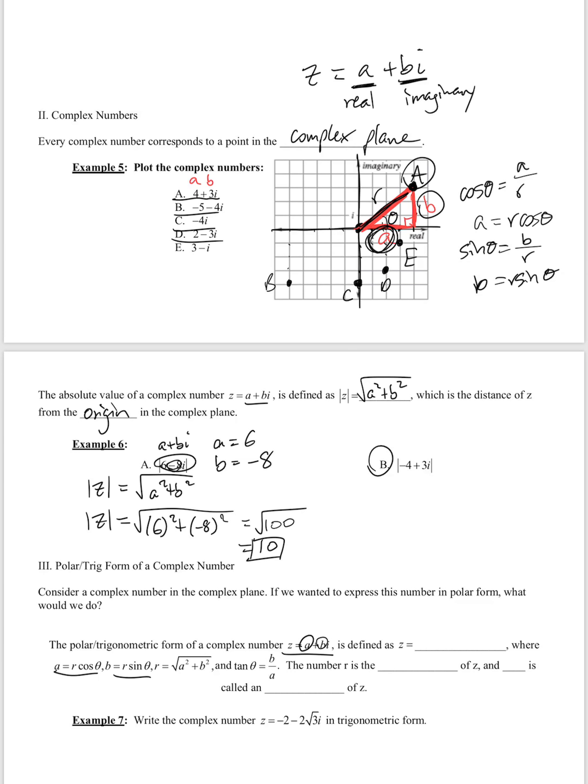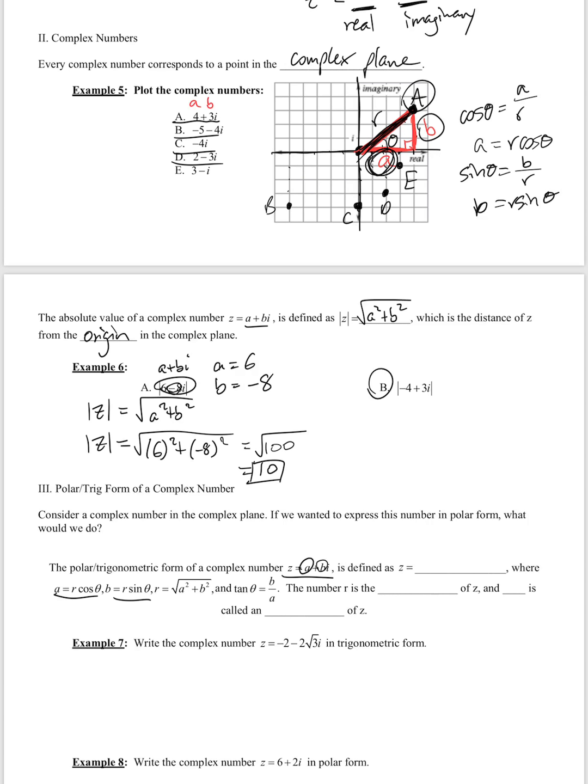r is the square root of a squared plus b squared, right? This is the hypotenuse of this right triangle, but we also found that r equals the square root of a squared plus b squared. That's just the absolute value of the complex number. That's also why we just talked about that.